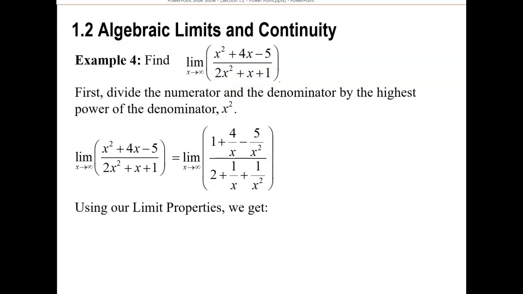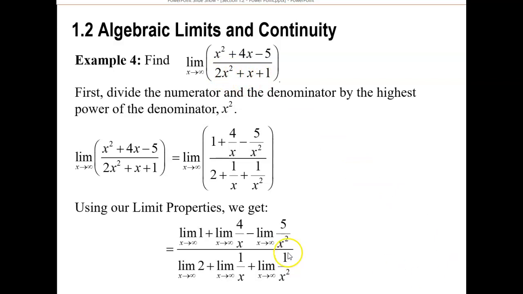All right, then with your limit properties, you take the limit into the top and the limit into the bottom and then distribute it through each term. So this becomes the limit as x approaches infinity of 1, plus the limit as x approaches infinity of the 4 over x, minus the limit as x approaches infinity of 5 over x squared. And on the bottom, the limit as x approaches infinity of 2 plus the limit as x approaches infinity of 1 over x plus the limit as x approaches infinity of 1 over x squared.